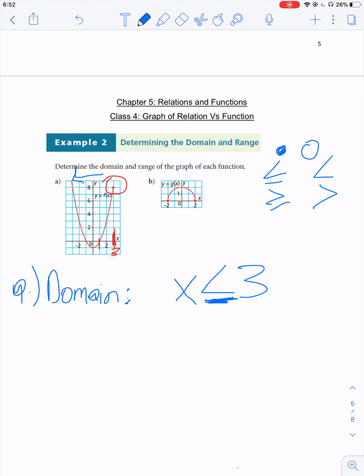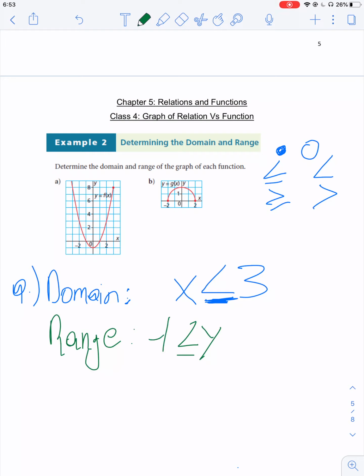Now for the range, sorry, so let me use a different color. Range, same idea, but the only difference is now I am focusing on my y value. Range is y value, so you have to focus on the minimum y value and the maximum y value. Minimum seems like it's this one, because my function doesn't go underneath this, and it touches that value. So y has to be greater than or equal to -1.